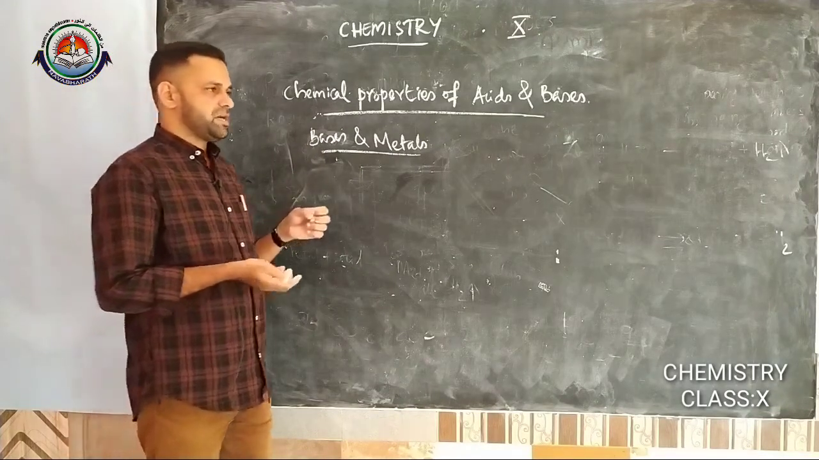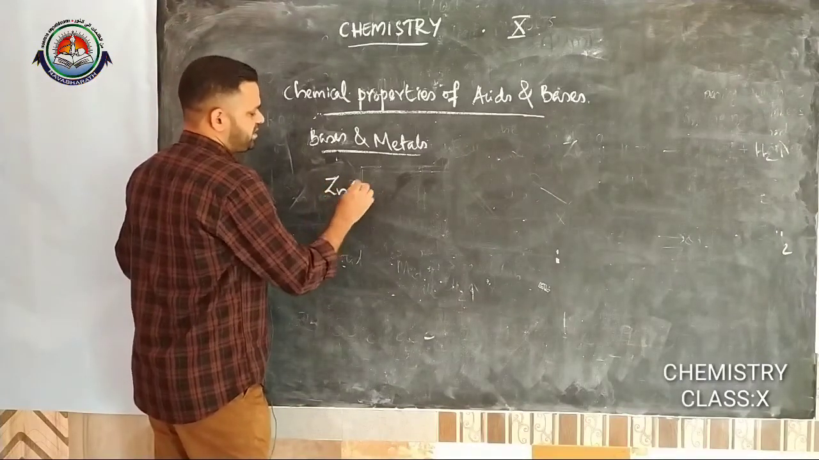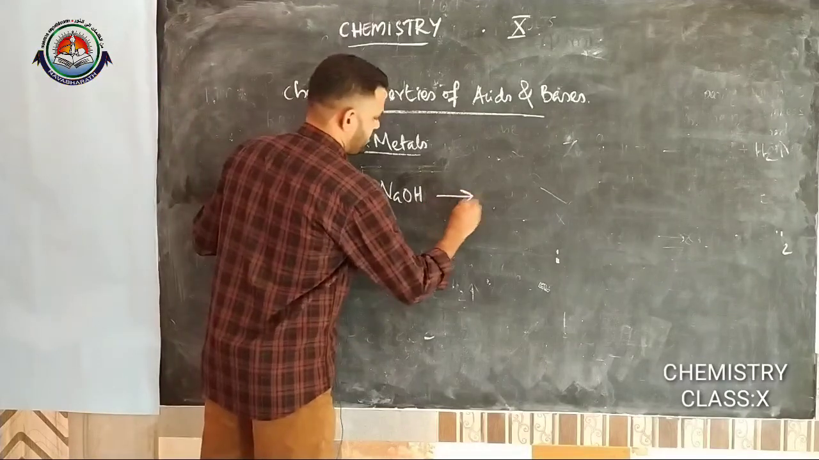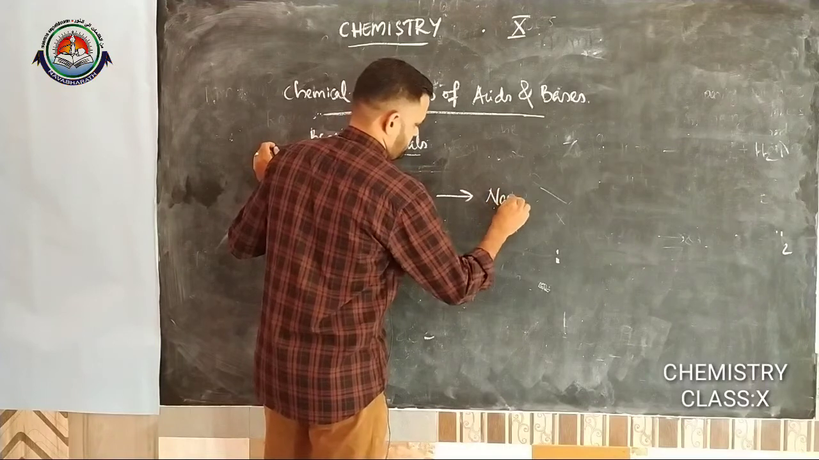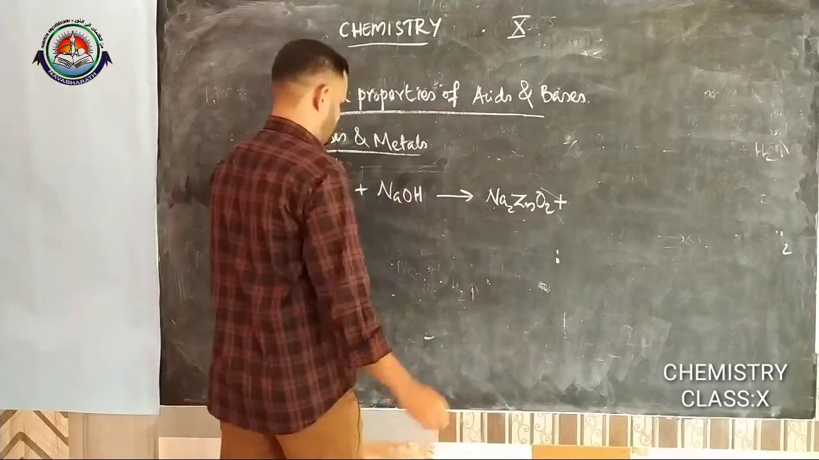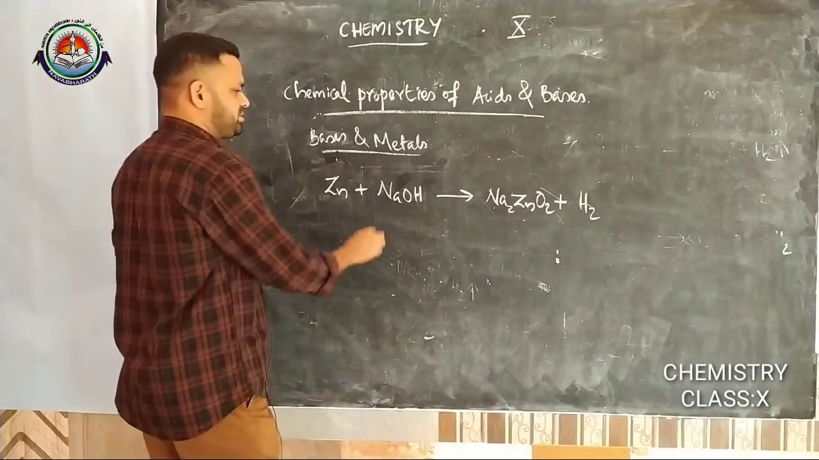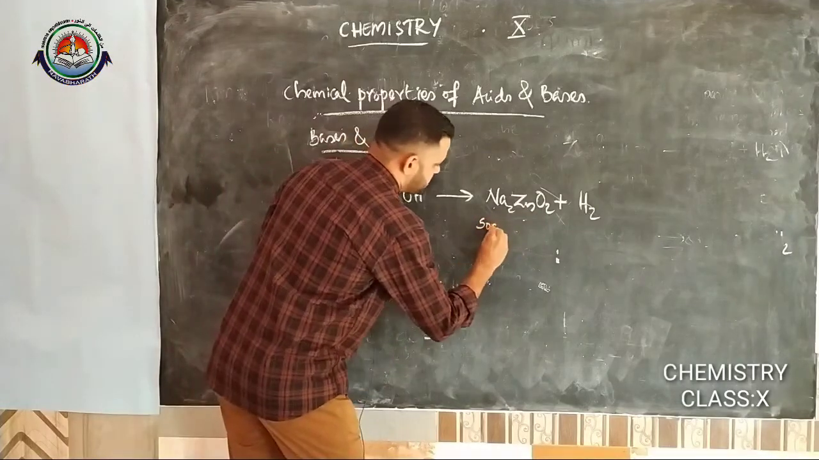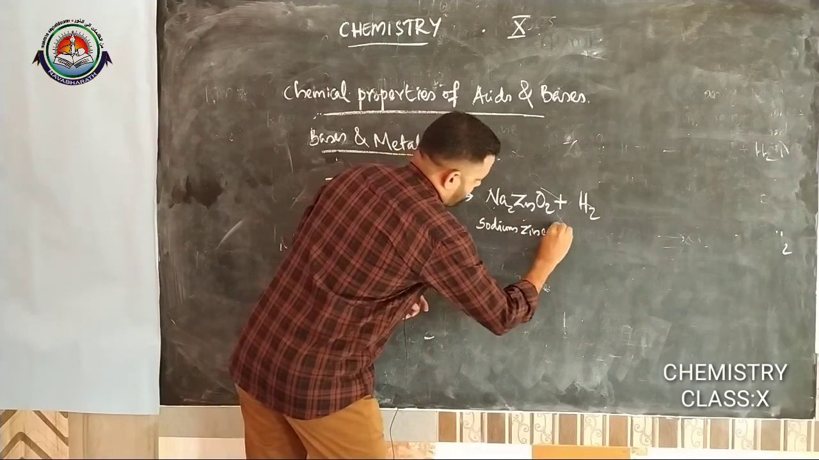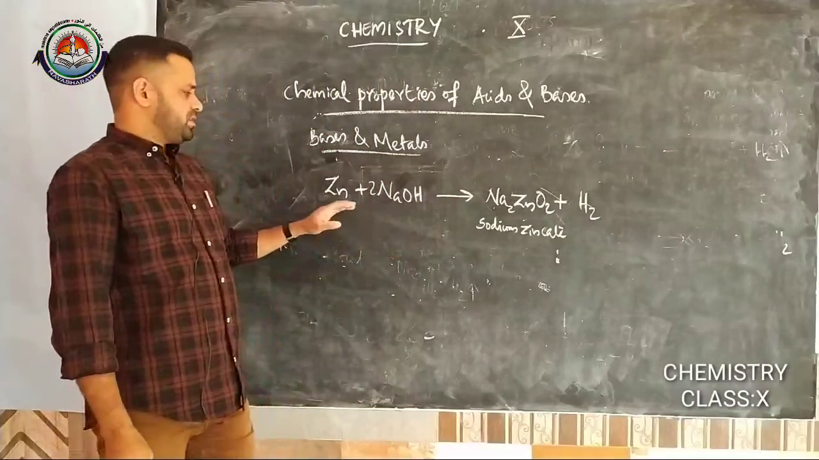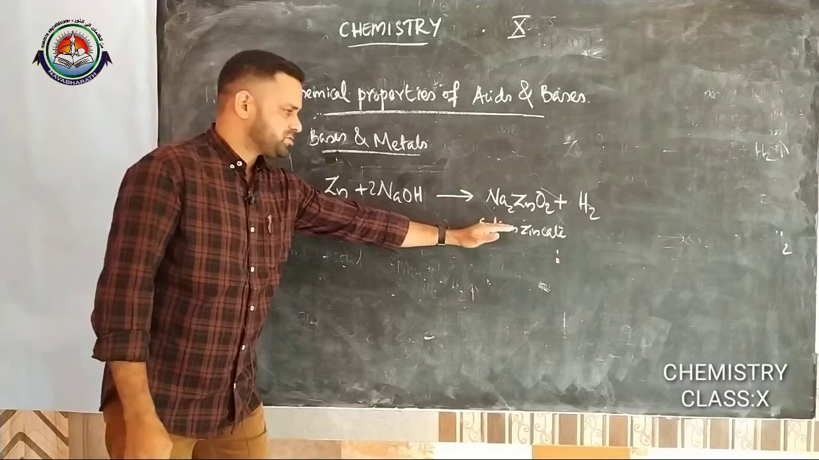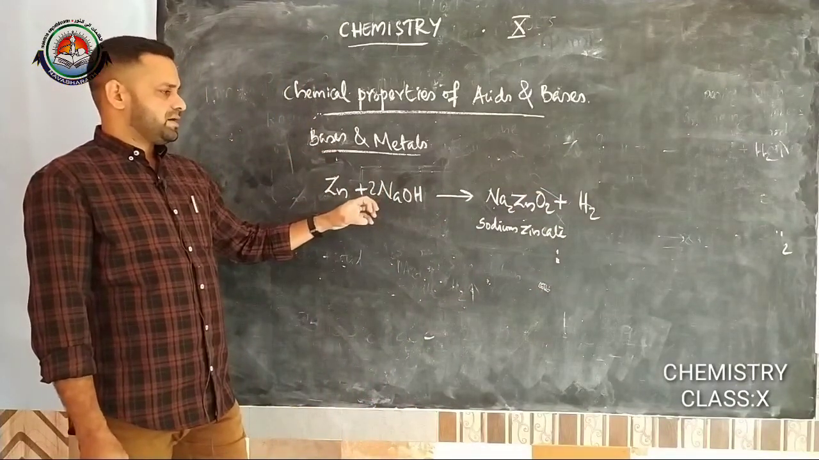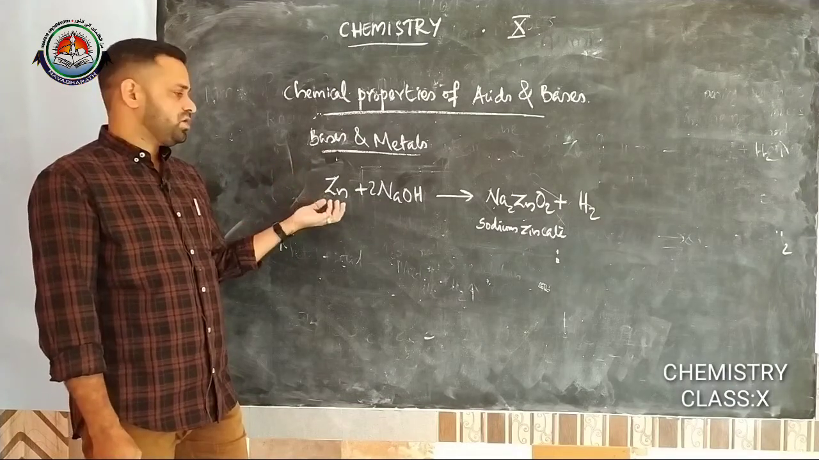Take an example, zinc. When zinc reacts with a base, sodium hydroxide, it forms a salt that is called sodium zincate. Sodium zincate plus hydrogen. Here also, metals react with the base, forming a metal salt and hydrogen. It also evolves hydrogen. But this reaction does not happen in all metals. Only a few metals will undergo this type of reaction.